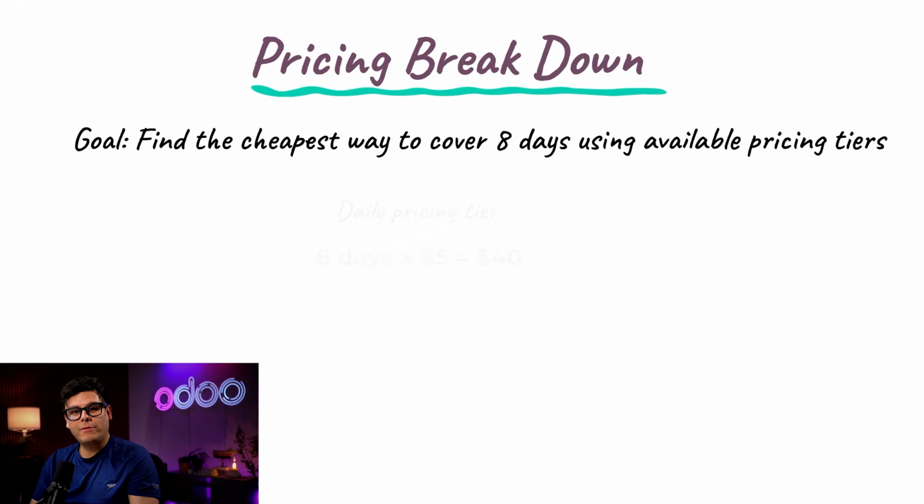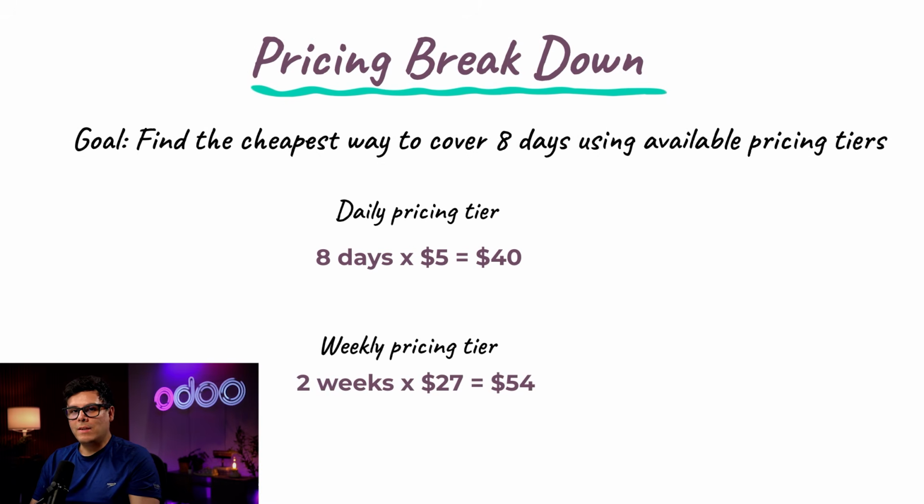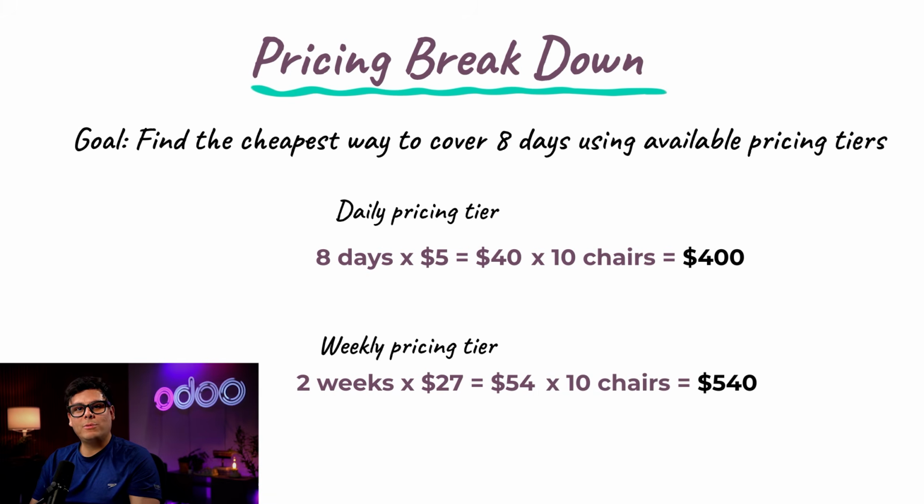So the cost for the daily pricing tier for one chair is $40. The cost for the weekly pricing tier for one chair is $54. Let's add the number of chairs to get to the total cost. 10 times $40 is $400. 10 times $54 is $540. We can see the daily pricing total is the cheapest, and that's the one Odoo picks.